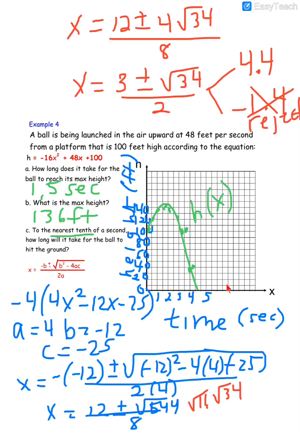And it says nearest tenth of a second, how long will it take for the ball to hit the ground? So I have 4.4, which if you look at the graph, it actually makes a lot of sense because it sees that it's hitting the ground a little bit after 4, but not at 5, and a little bit before 4.5. So I think that's pretty good. So I'm just going to label this. I don't really have space here, but I'm going to write it anyway. 4.4 seconds. All right. Let's try the next slide.